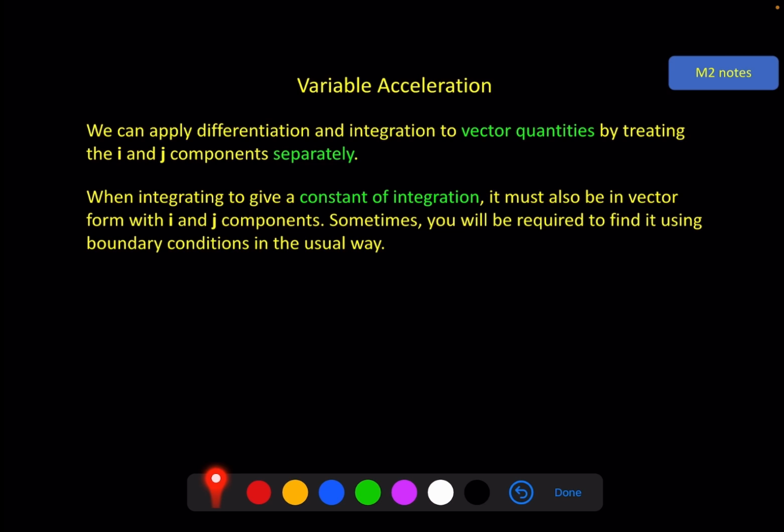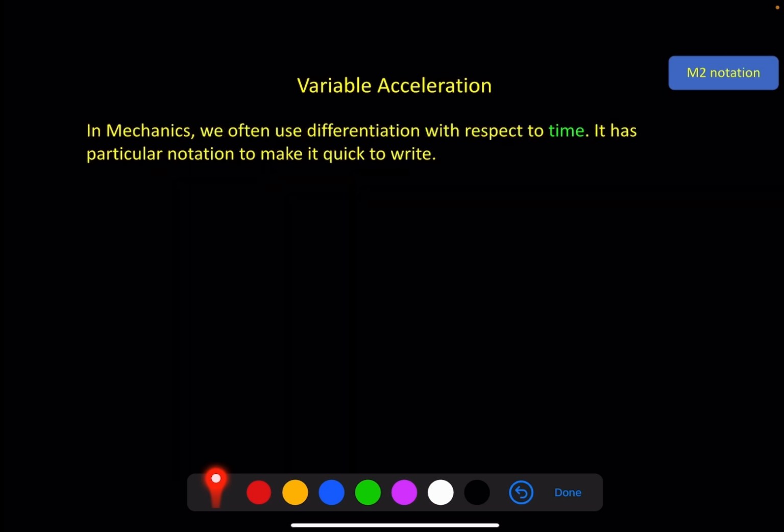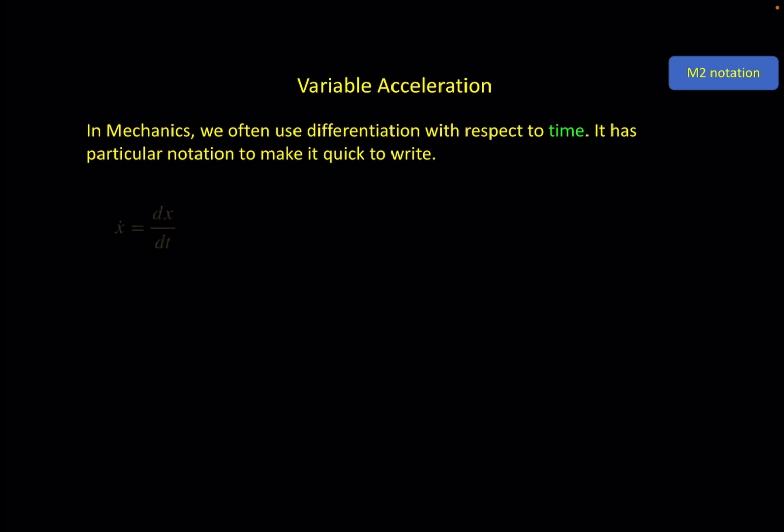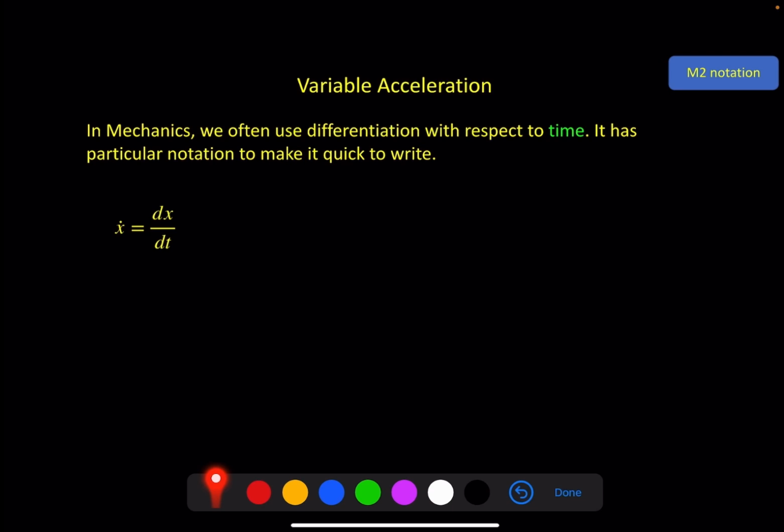but there is something about notation that we should sneak in here as well. In mechanics, we often use differentiation with respect to time. That's what we're doing in most of these videos in this chapter. And it has a particular notation to make it quicker to write. It's called the dot notation. If you see x with a dot on top, what that means is dx by dt. And you can put 2 or 3 dots, and that just indicates the second or third derivative.